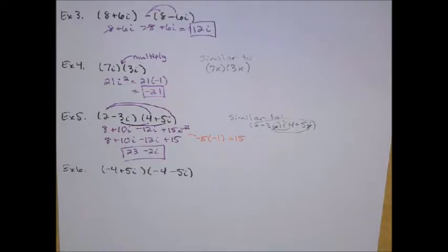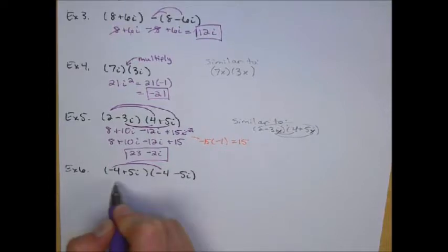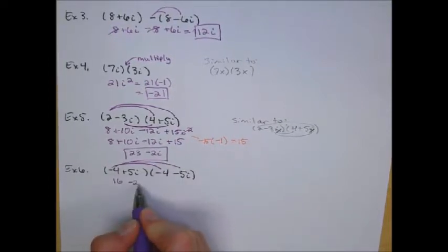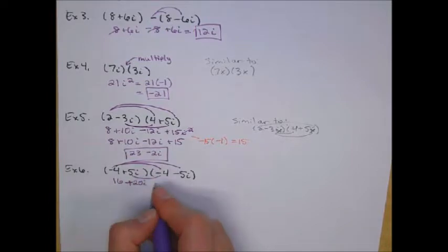Negative 4 times negative 4 is positive 16. Negative 4 times negative 5i is, oh, positive 20i. 5i times negative 4 is negative 20i. 5i times negative 5i is negative 25i squared. Those are the 4 terms you should have gotten.